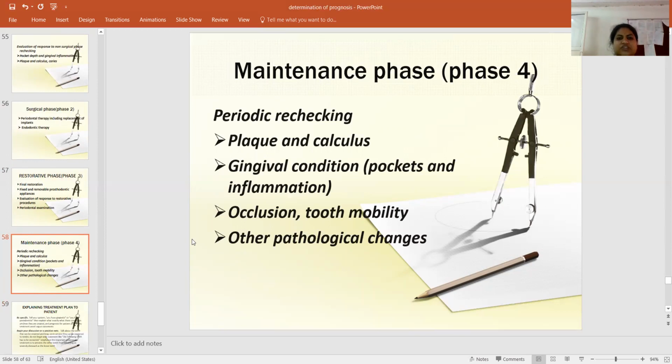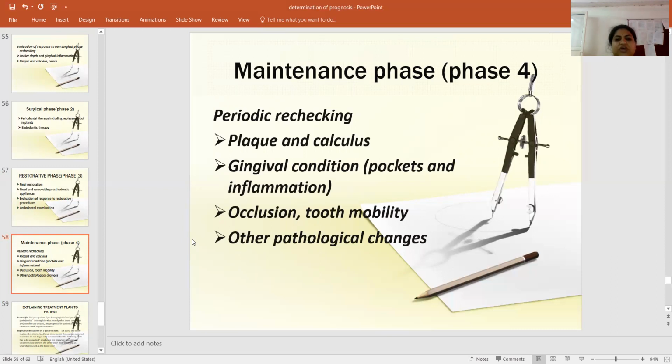Maintenance phase, phase 4. This phase is very important. You are going to check for any evidence of recurrence after surgery, root canal treatment, and professional full mouth plaque control. So there will be regular periodic rechecking of the patients depending upon the condition of the periodontium.